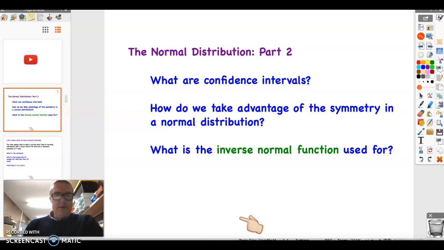G'day everybody, this is our second lesson with the normal distribution. In this lesson we're going to talk about confidence intervals. Because the normal distribution is symmetrical, we'll talk about how we take advantage of this symmetry to express different probabilities associated with a normally distributed variable. And with our CAS calculator we're going to talk about the inverse normal function and what type of problems we would use that for.